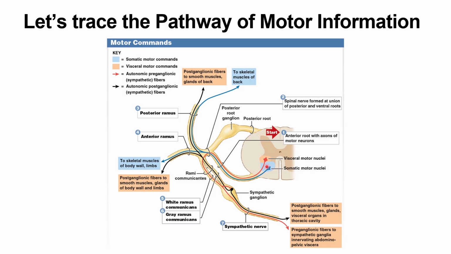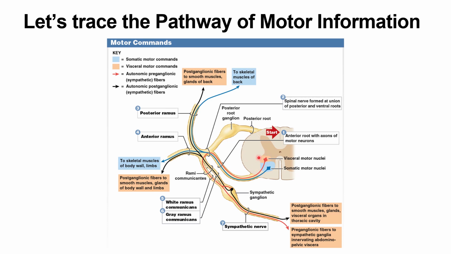Once all of that information is synapsed, we are then going to see the information be divided again into our somatic motor commands, the skeletal muscle motor commands shaded in blue, as well as the visceral motor commands shaded in orange. So those are going to be those autonomic motor commands that live in that lateral gray horn.